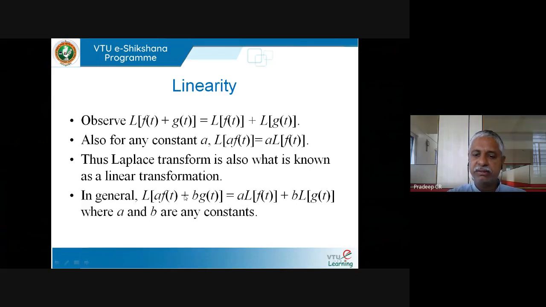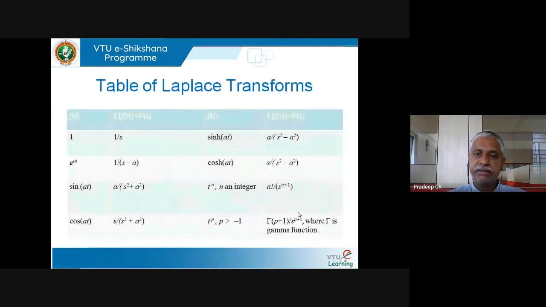And we write it in one line: L of A f(t) plus B g(t) is A L f(t) plus B L g(t). We have used this in and out to find Laplace of various functions. And then we found the Laplace of some very elementary functions. The proof of this is not very near at hand, but you should know the proof. It's not difficult. I have given you these proofs in the lecture.